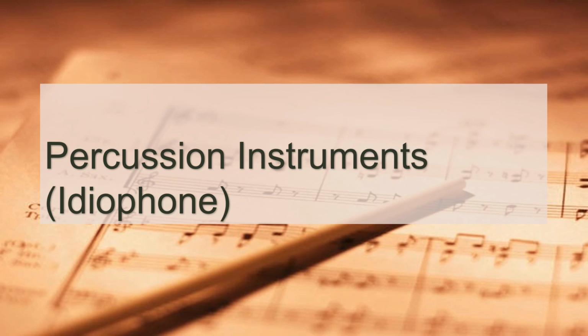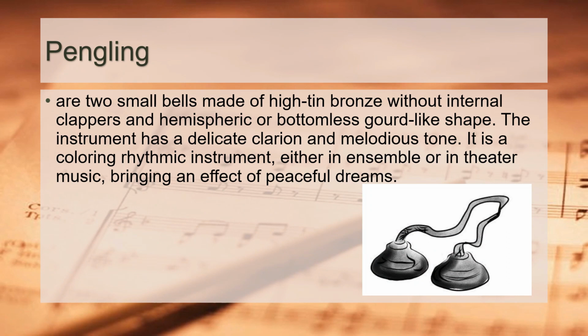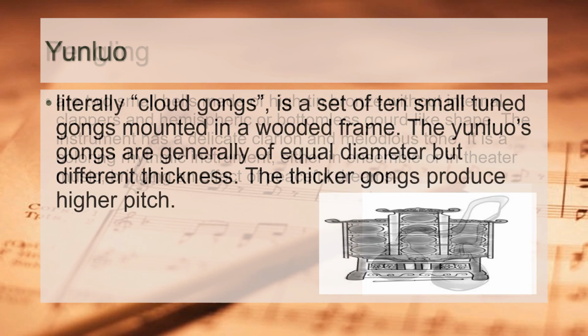Okay, so let's proceed to percussion instrument or so we have pengling. Ang pengling po ay two small bells made of high-tin bronze without internal clappers and hemispheric or bottomless gourd-like shape. So the instrument has a delicate clarion and melodious tone. So it is a coloring rhythmic instrument either in ensemble or in theater music, bringing an effect of peaceful games.